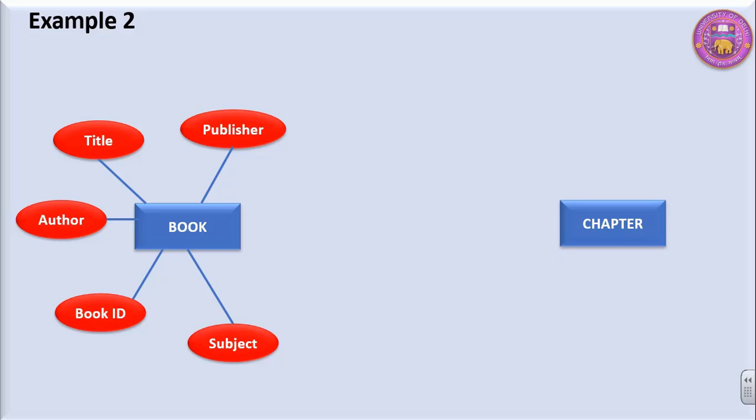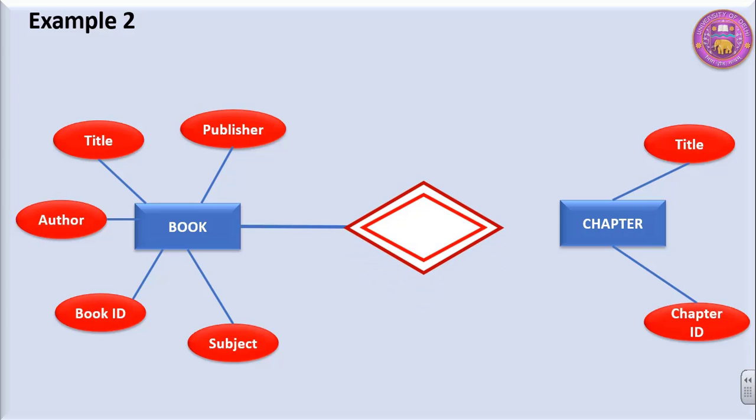There is another entity called chapter. We have a chapter ID, that is chapter number, and a chapter title. It is true that every chapter must have some chapter number and some chapter title. So these are the 2 attributes of the entity chapter. Now let's create a relationship between these 2. We created a relationship between these 2 entities.